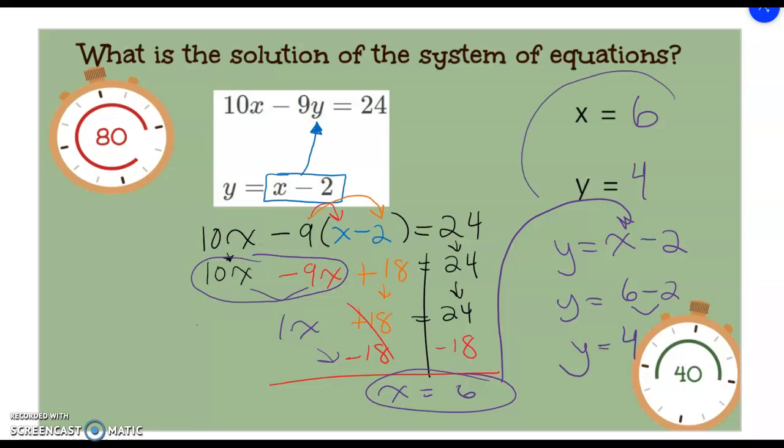So you will see something like this where it says x equals something, y equals something on your PFA, or it'll look like this, 6, 4. So take a second, write it down, figure it out, and let's move on.